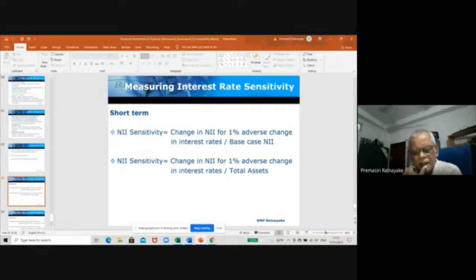Measuring interest rate sensitivity. These are the normal criteria to measure the interest rate sensitivity. Net interest income sensitivity is equal to the change in net interest income for a 1% adverse change in interest rates divided by the base case net interest income. The other method is that net interest income sensitivity is equal to the change in net interest income for a 1% adverse change in interest rates divided by total assets.